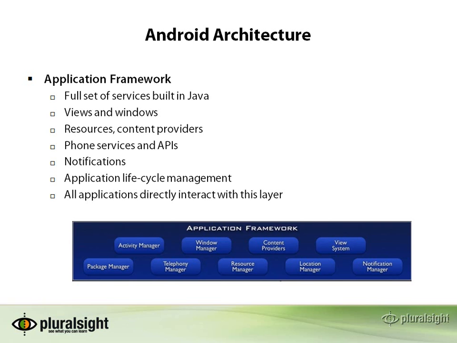Then there's lifecycle management. We're going to talk a little bit more about this, but at this layer is where the operating system is deciding which applications to run and kill at different times. And then all of the applications that you build are going to directly interact with this layer. In fact, as I said before, all the applications that Google built that are on your phone directly interact with this layer.